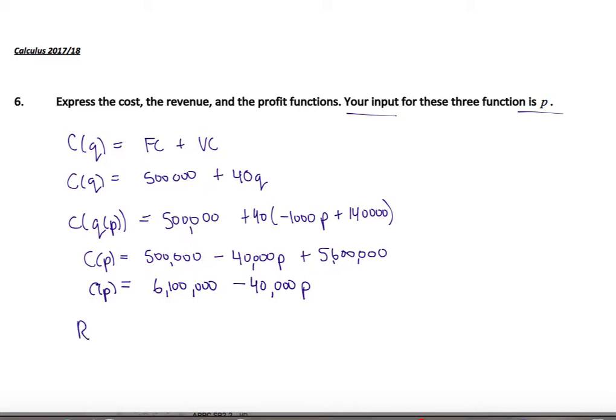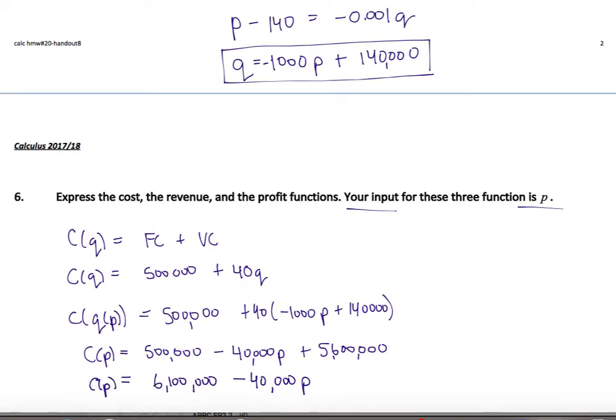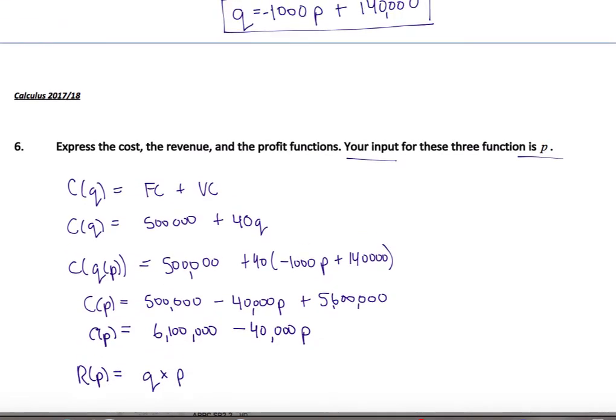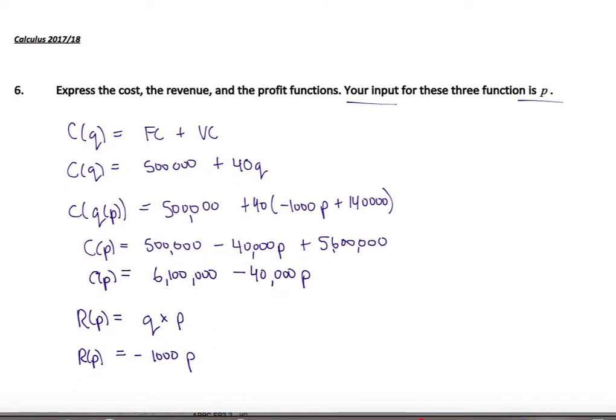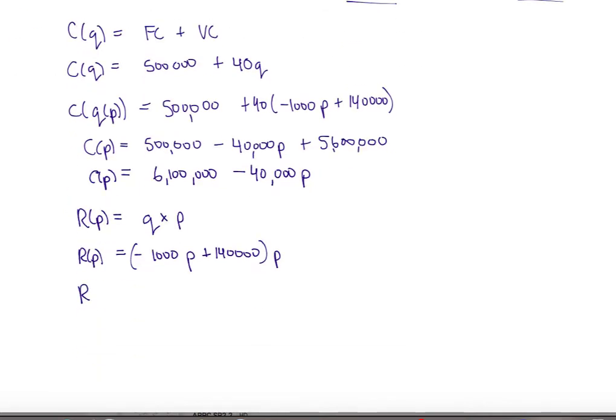Now we need to go into our revenue function. So our revenue function is going to be quantity times price. So our quantity function that we got from up above was negative 1,000 times P plus 140,000, times P. To simplify this, our revenue function becomes negative 1,000 times P squared plus 140,000 times P. So there's our cost and our revenue functions.